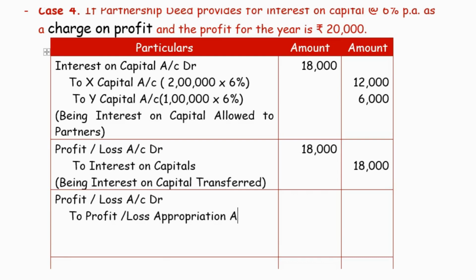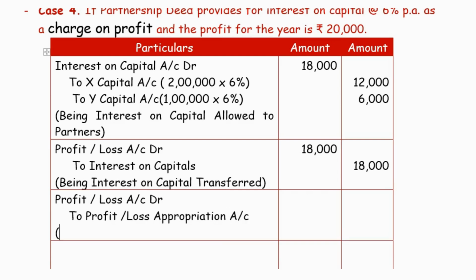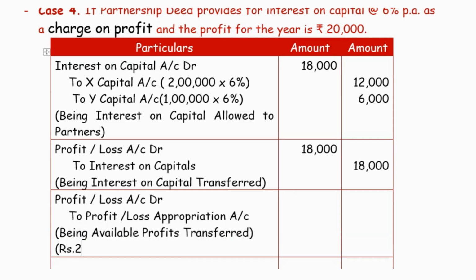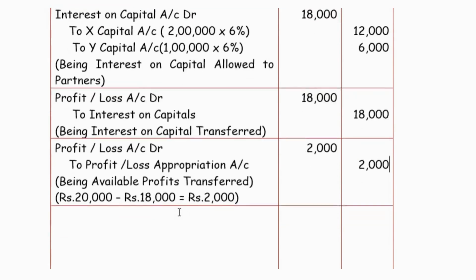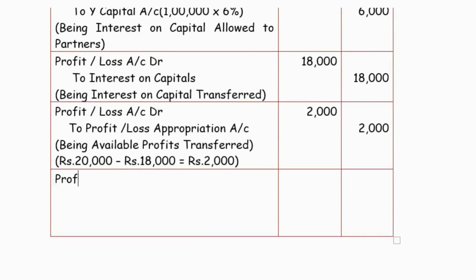Appropriation account, only 2,000 is available as profit to be transferred. That is, we had a profit of 20,000, and in this, a deduction of rupees 18,000 for interest on capital is done. So only 2,000 is available to be distributed to the partners. So it is transferred from the normal P&L account to the profit or loss appropriation account, and this money is again transferred to be distributed between the partners.